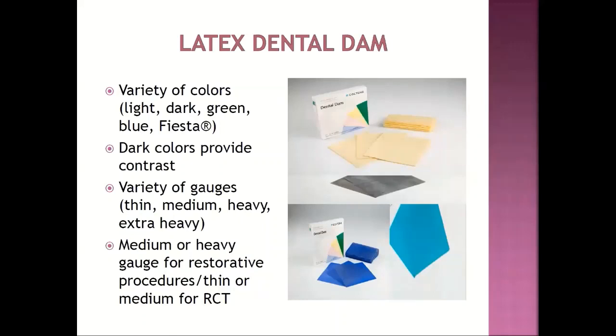Dental dam comes in a variety of colors and thicknesses or gauges. The darker colors provide contrast and are recommended for restorative procedures. Some operators still prefer the light colors for endodontic therapy since they reflect light onto the operating field. However, with current lighting technology, the darker colors are more popular. Medium gauge is the most frequently used for either endodontic therapy or restorative treatment. The heavier the gauge, the more gingival retraction is achieved, which makes this gauge popular for restorative procedures.